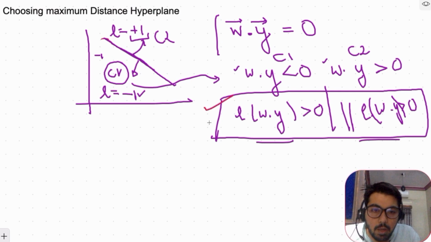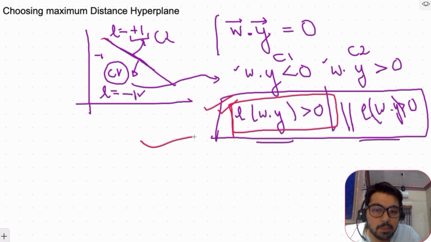For every hyperplane to exist, it should satisfy this equation. But as we have seen previously, this equation can be satisfied by an infinite number of hyperplanes. So to choose the best suited hyperplane, we need to calculate the maximum distance. Basically, we have to calculate the distance between the data point nearest to the hyperplane and the hyperplane, from both of the classes.